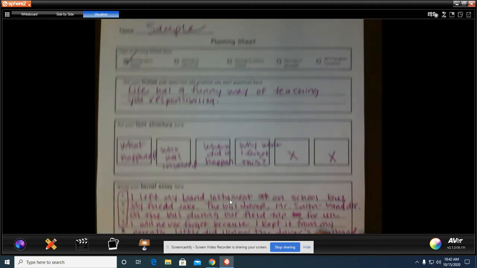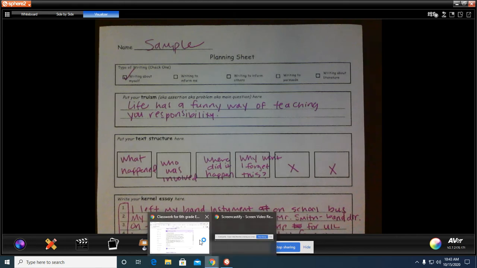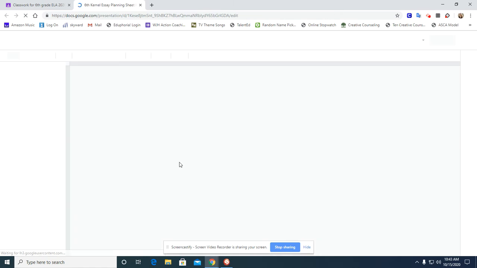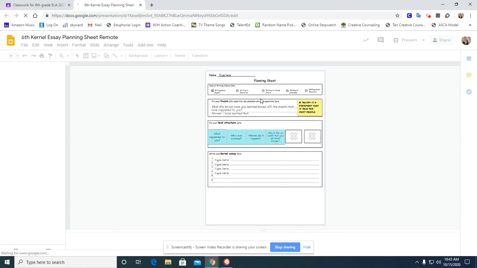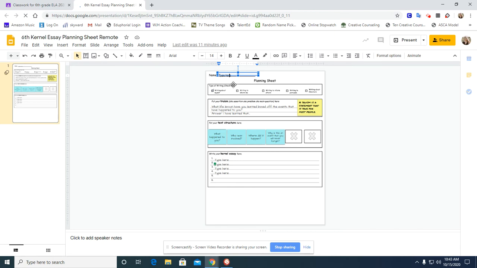Okay, now let me share this worksheet with you. This is what the worksheet for the in-class learners looks like. So let's go back to your screen so we can take a preview of what your worksheet looks like. You're going to open up the 6th grade Kernel essay planning sheet document, and you will notice there are some text boxes within this document that you're going to type in. For example, the first one is your name. This is already filled out for you.